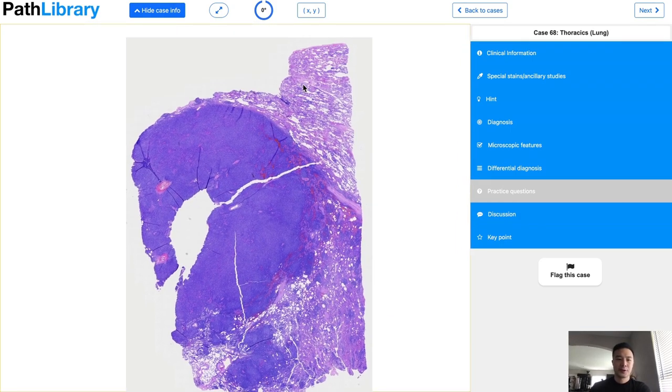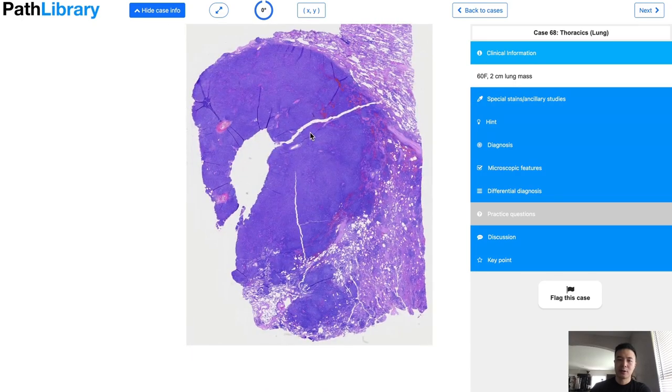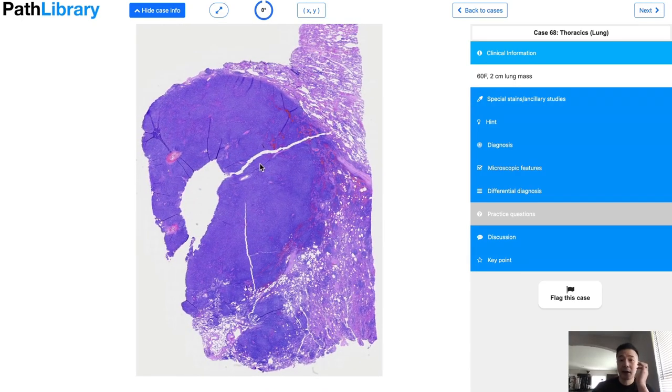And without further ado, this is a lung lesion. Thank you to pathlibrary for this online case. It's a 60-year-old female, 2-centimeter lung mass. All right, so I tried to do this blindly, and I got it wrong, okay? I'm just putting it out there. So we're gonna do this together, okay?